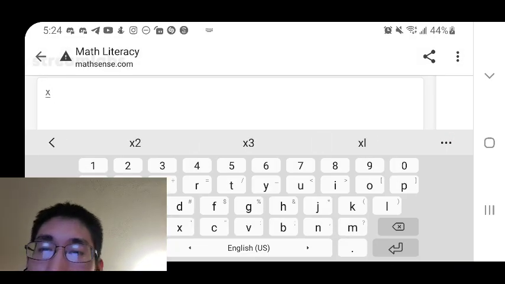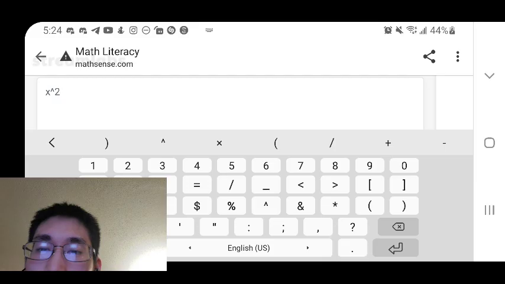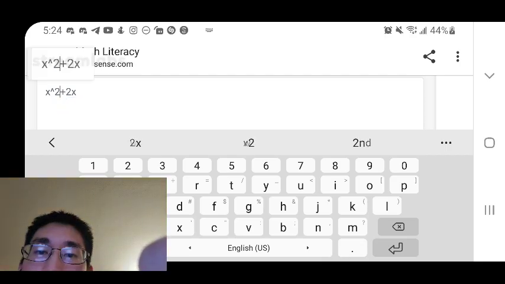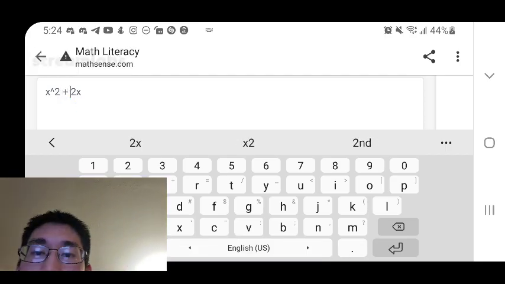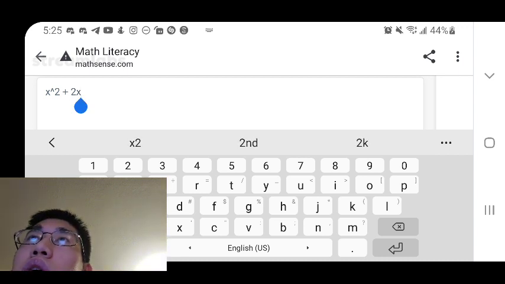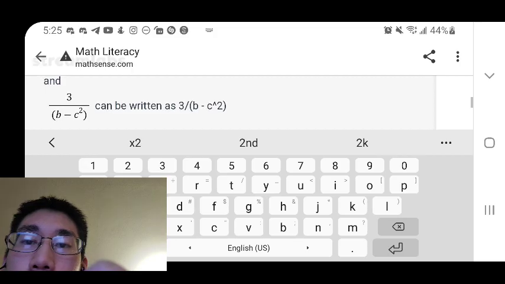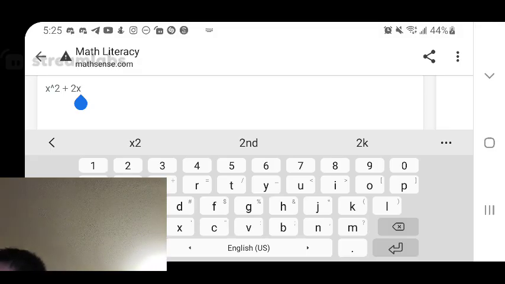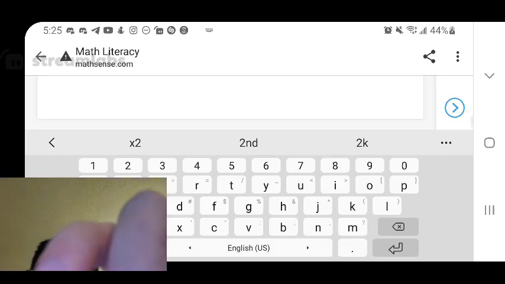So x cubed plus 2x. Let's give a space. Yeah, because they did it here. Which is x times x plus 2. Yep. So just want me to simplify. Okay.